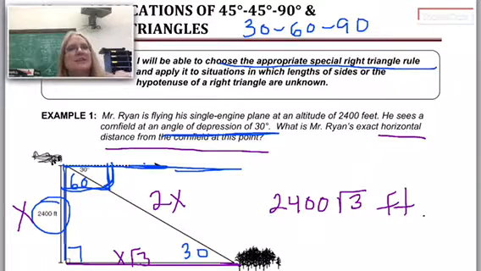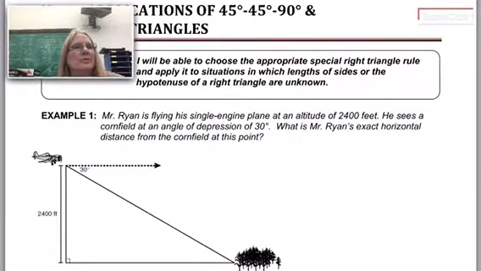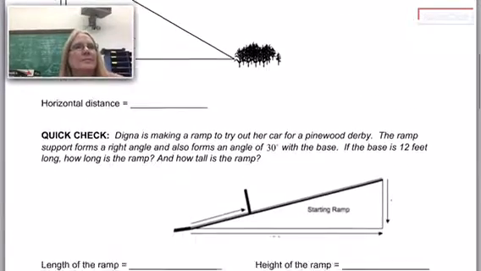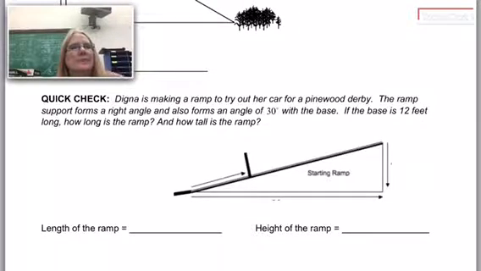Okay, let's look at the next example. Okay, this one says quick check, so if you would take a moment and just pause the video and see if you can read it and see how you would set it up. Okay, I hope you pause for a moment. Digna is making a ramp to try out her car for a Pinewood Derby. The ramp support forms a right angle.